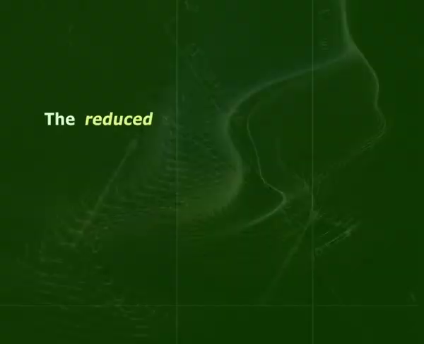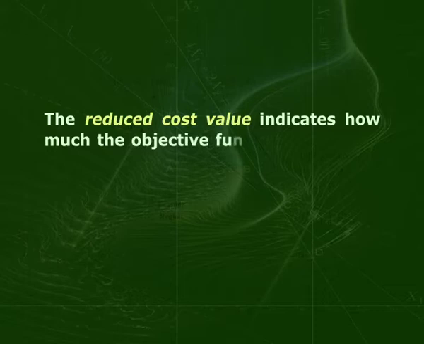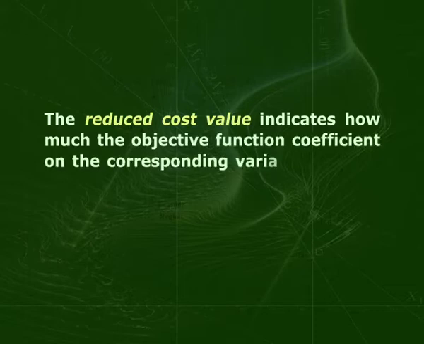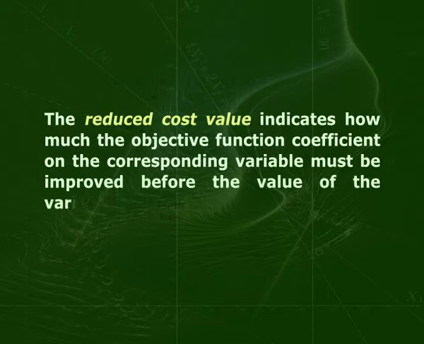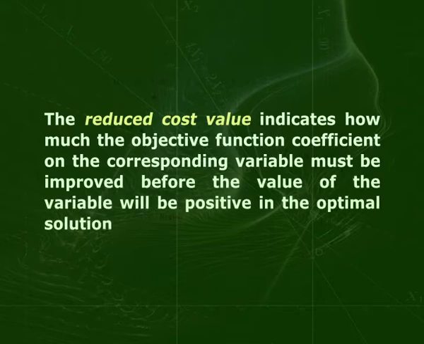Reduced cost. Associated with each variable is a reduced cost value. However, the reduced cost value is only non-zero when the optimal value of a variable is 0. A somewhat intuitive way to think about the reduced cost is to think of it as indicating how much the cost of the activity represented by the variable must be reduced before any of that activity will be done. More precisely, the reduced cost value indicates how much the objective function coefficient on the corresponding variable must be improved before the value of the variable will be positive in the optimal solution.